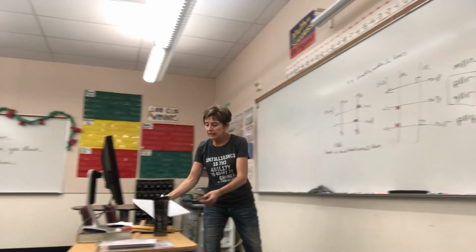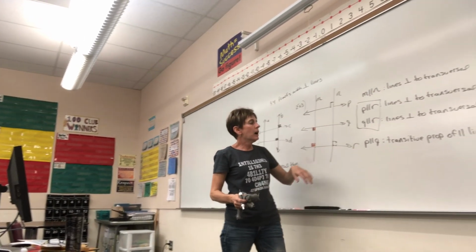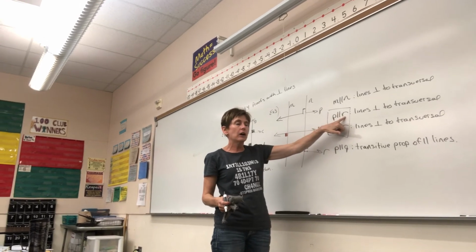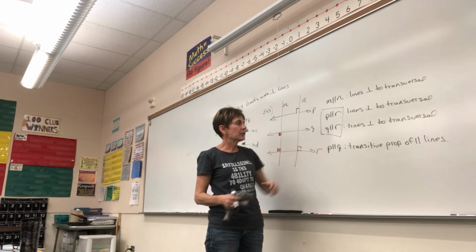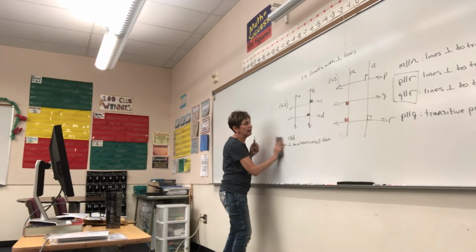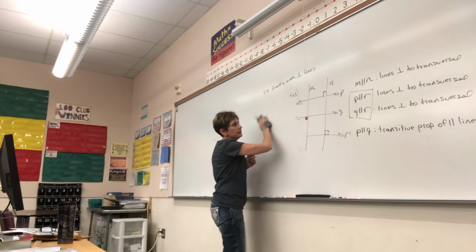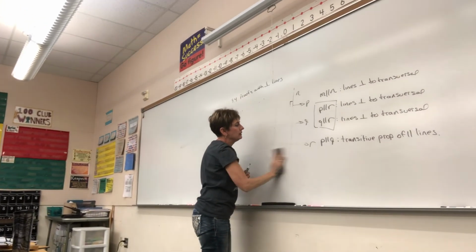Now, while you guys are mulling over that, let me explain it, and then I'm going to do one other thing for you. P is parallel to R. R is parallel to Q. So since they're both parallel essentially to the same line, they must be parallel to each other. So we would say the transitive property of parallel lines.